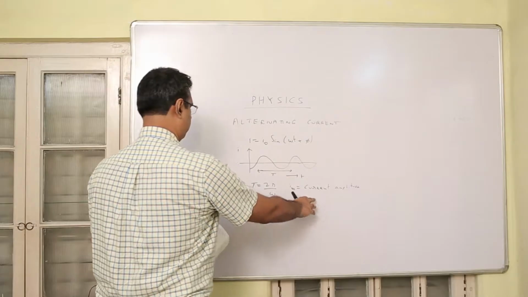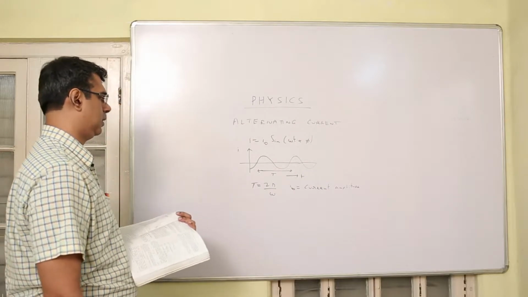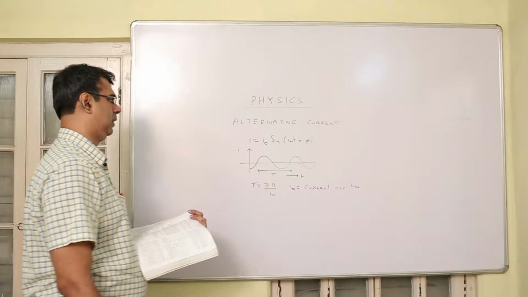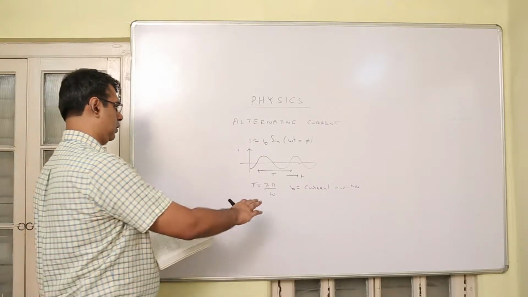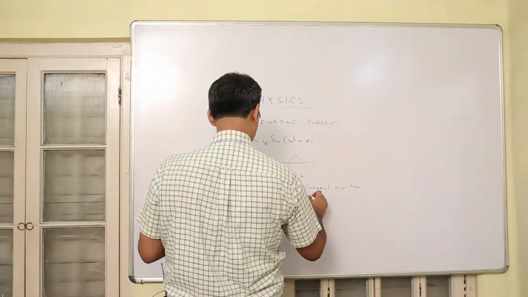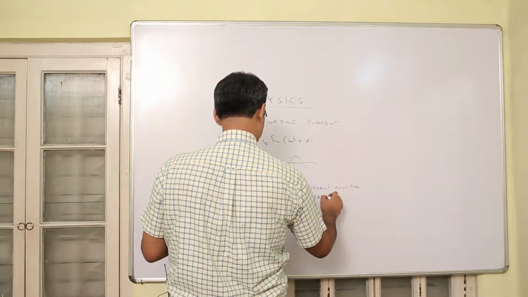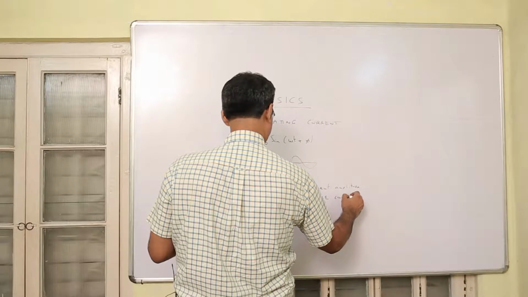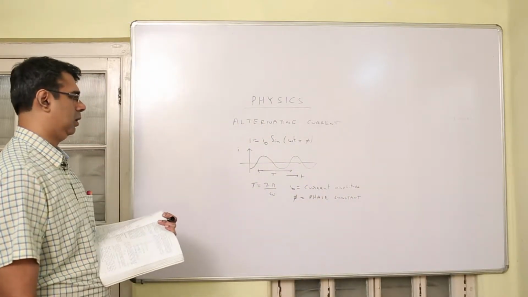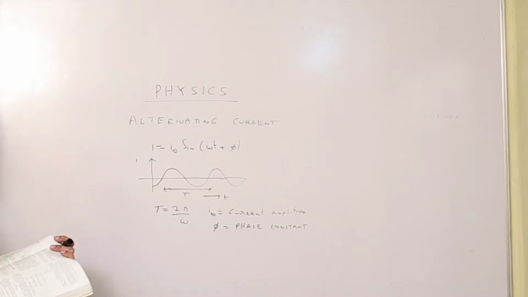So current amplitude is I0. The terms which are applicable to any sinusoidal equation in general will also be applicable here. Phi, if you recall, is called the phase constant. So these are terms which you are already familiar with, and these terms are also applicable in case of alternating current.